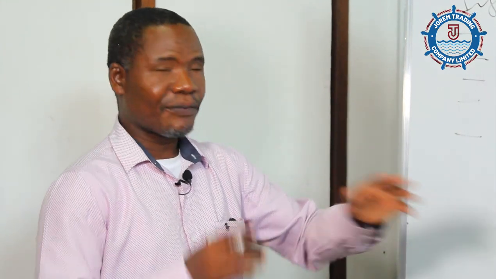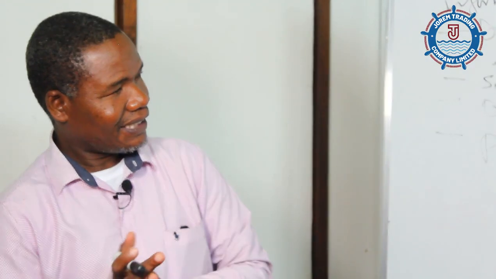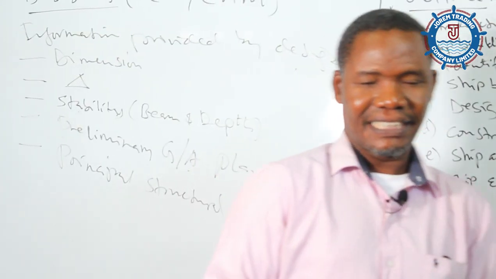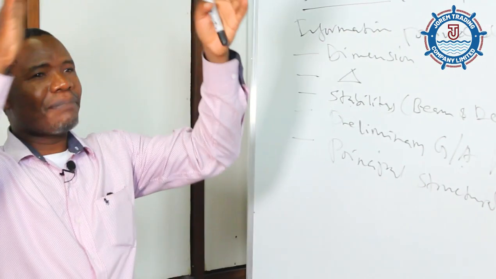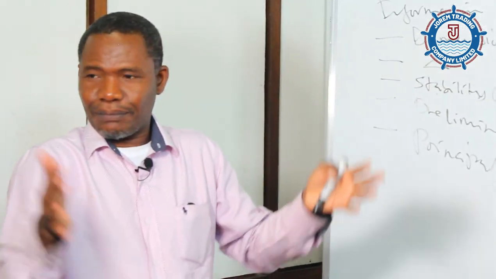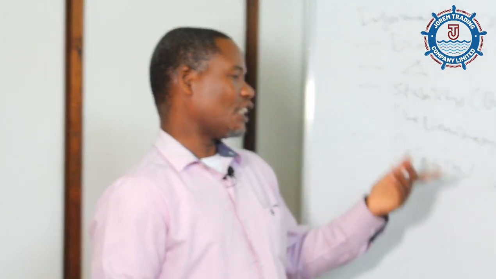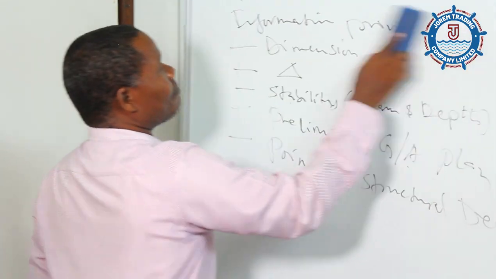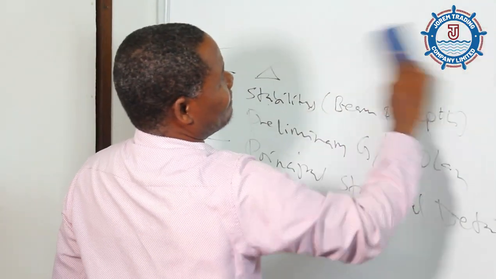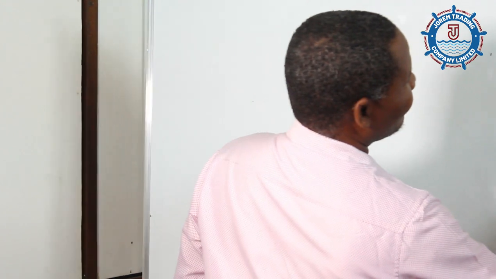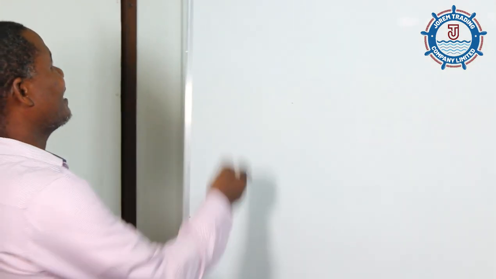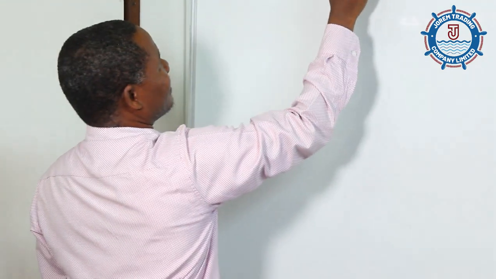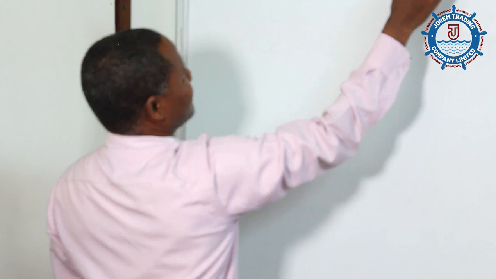So after designing the ship, now you know, okay, this is the vessel I'm going to construct. Now what follows? We need to know some construction parts or scantlings, because a ship needs a number of items to be assembled together to make a ship. And this includes the plate, number one. So we come to this one, construction parts or scantlings.